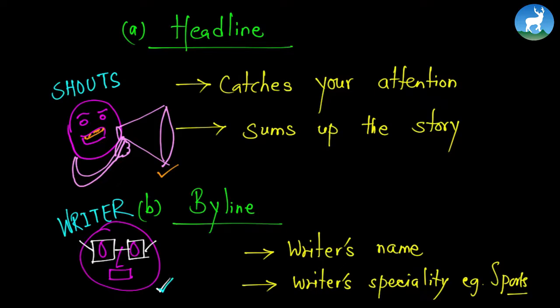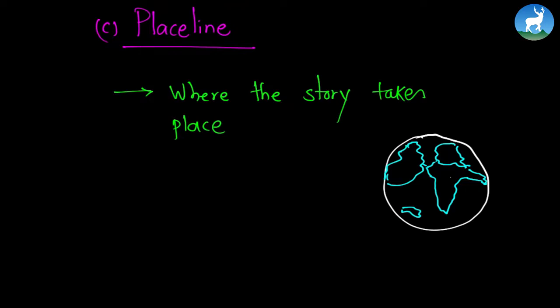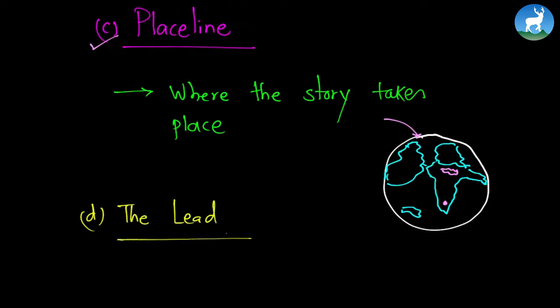Now let's study the placeline. The placeline is where the story took place, right? Maybe the story takes place somewhere in Nepal, so we don't know. So it is where the story takes place. Now we have another element which is called the lead, or simply lead. What does the lead do? That is my question. The lead gives the opening section to the readers.